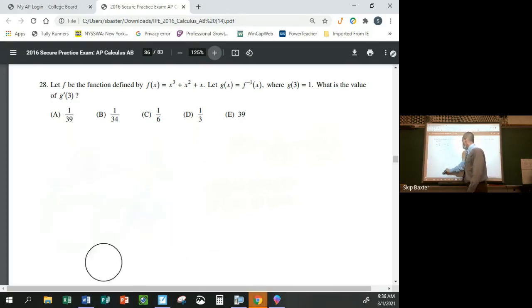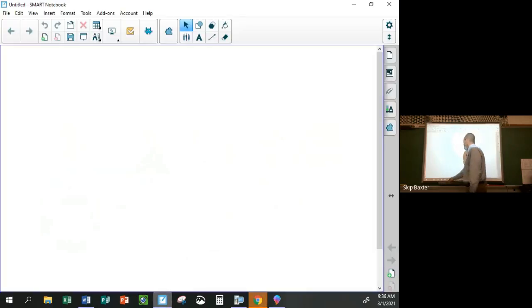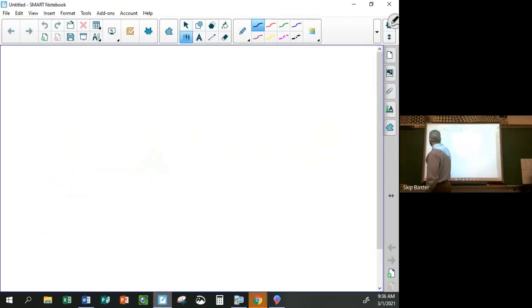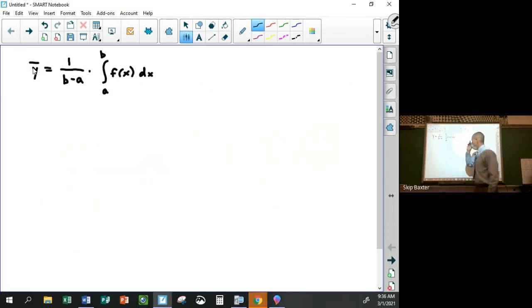Okay, so the other day we talked about average value of a function. Remember, the whole concept was the average value of a function over an interval is 1 over b minus a, and the integral from a to b of f(x) dx. Any questions on problems like from Delta Math or anything like that?